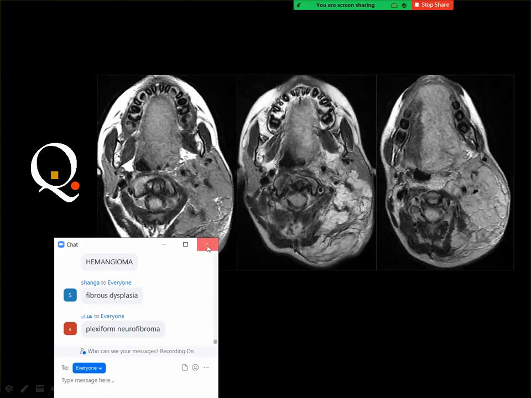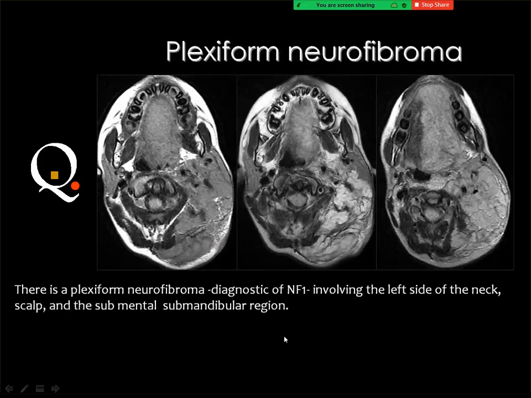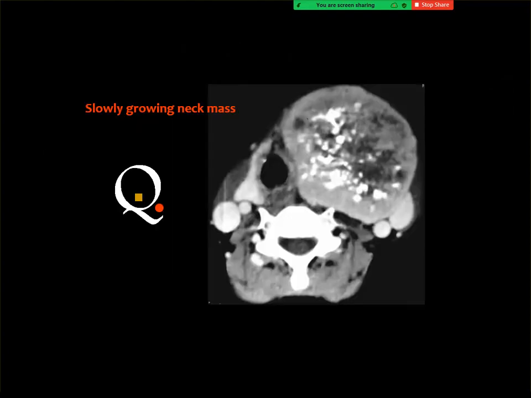And this is the plexiform neurofibroma, and it's a good answer. You see that the lesion is of multiple small lesions. Some of them may show the classic appearance of a target sign, but considering the huge size and the infiltrative character of the lesion, this is plexiform neurofibroma. And this patient had a slowly growing neck mass.